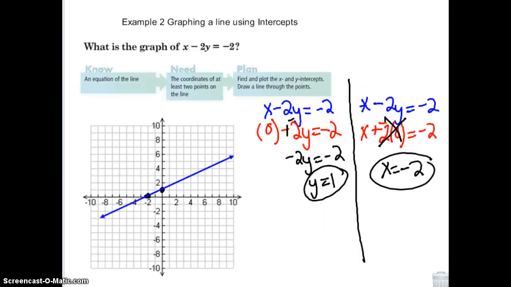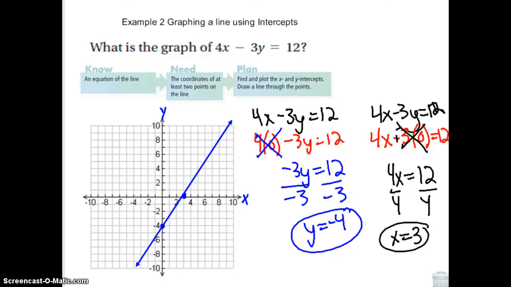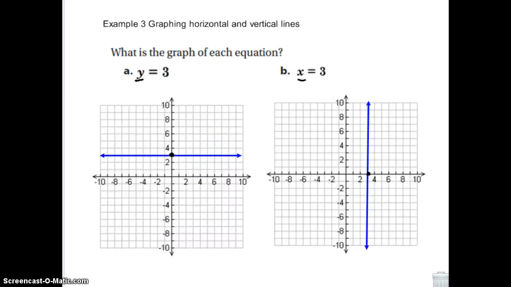So make sure you know how to do all 3 of these skills that we went through, which was finding intercepts, graphing intercepts, and also graphing horizontal and vertical lines.